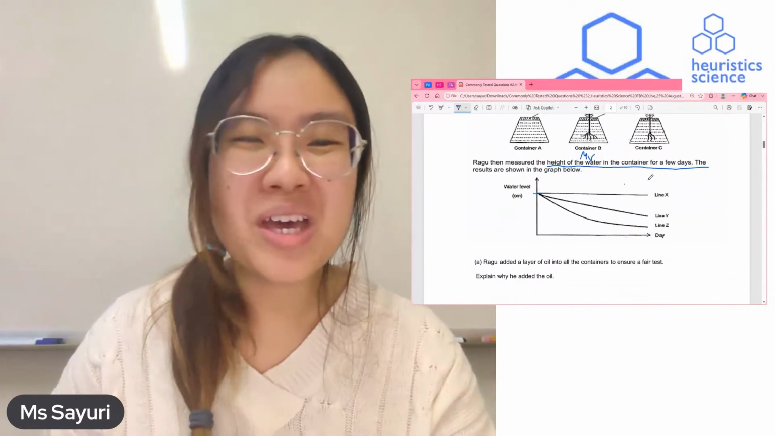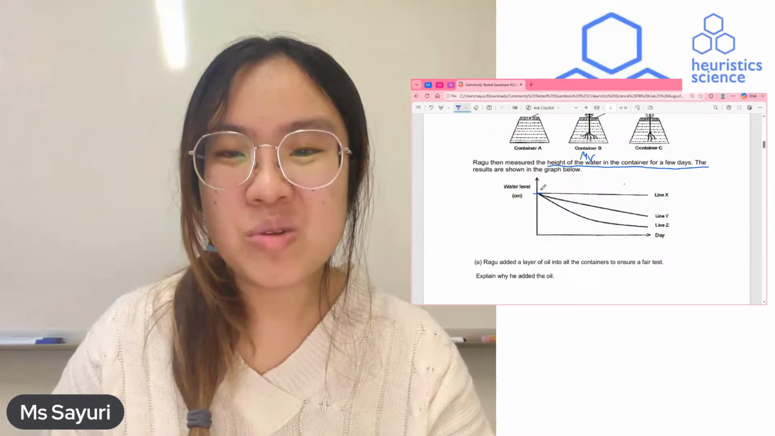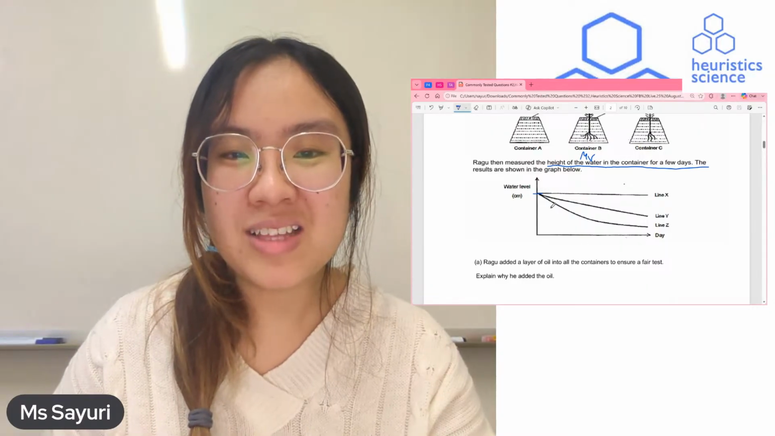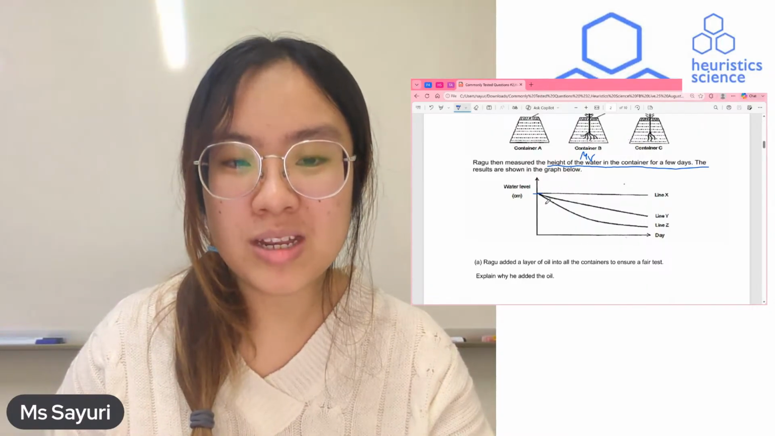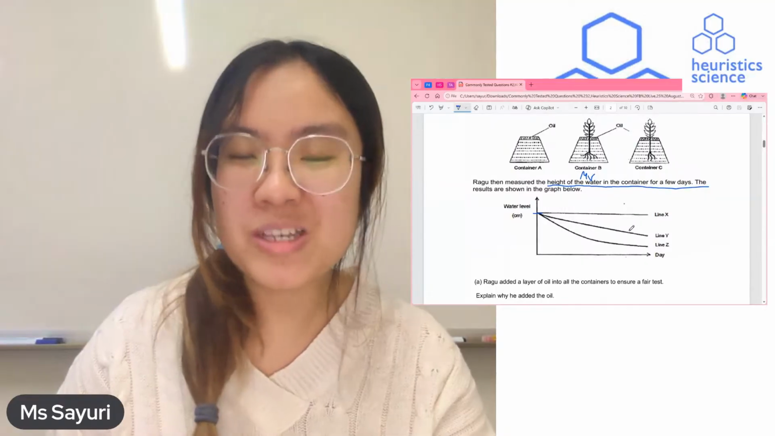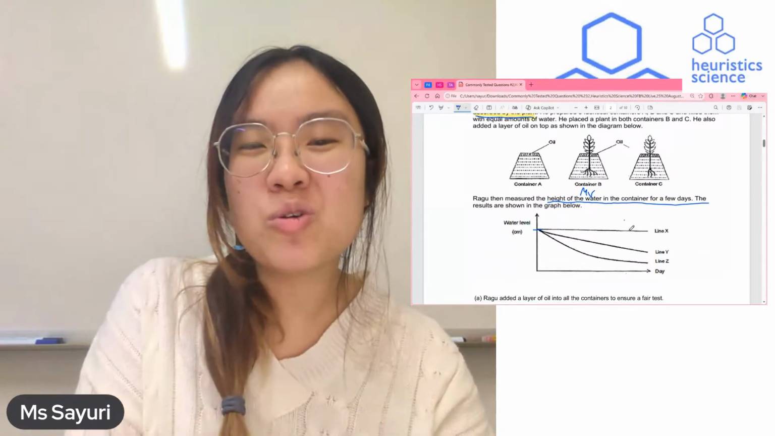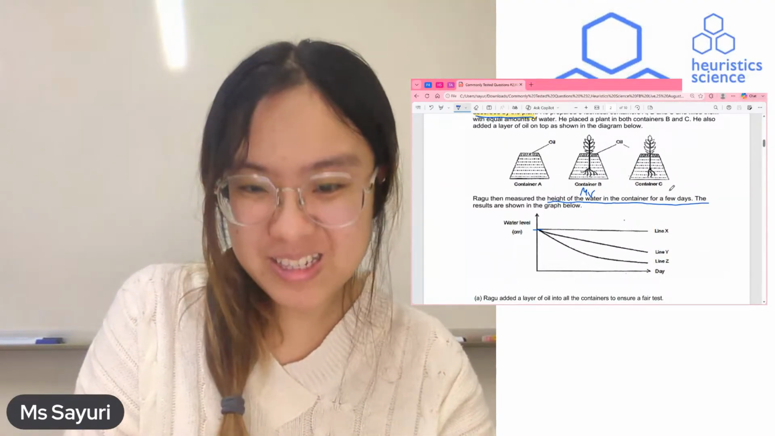In this case, we have x, and x seems to remain the same throughout. This one actually went down, and this one decreased the lowest. They never actually tell you which container it is.